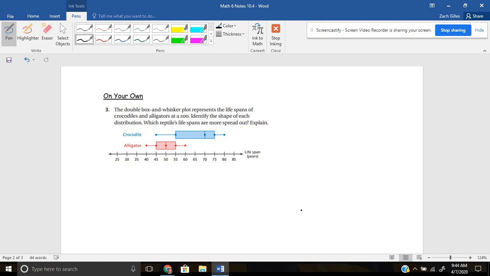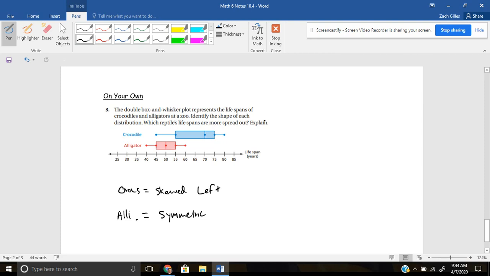Okay, we're talking about crocodiles and alligators' lifespans. First, we need to say the distribution. For crocodiles, I would say that my whisker is longer on the left, so my data is skewed to the left. And for alligators, I would say that looks pretty symmetric. The median is in the middle of my box, and the whiskers are the same length.